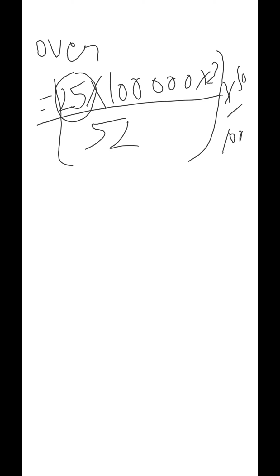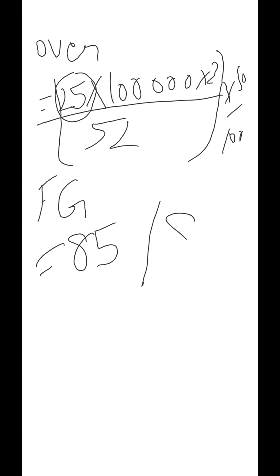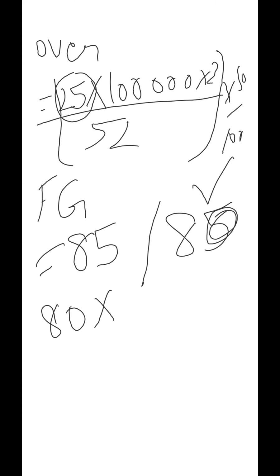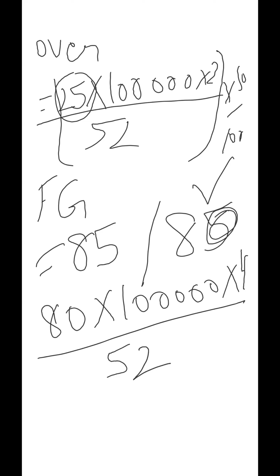Now we have to calculate the finished goods. So the finished goods will be on the basis of what cost? 85. Okay, we have to calculate on the basis of 85 or 80? Sorry, 80. Yes, because it's a cash cost approach, we basically deduct the depreciation. So the calculation will be 80, and the number of units are 1 lakh. Then the weeks are 4 by 52. This is for the finished goods. Is it clear? Yes, ma'am.